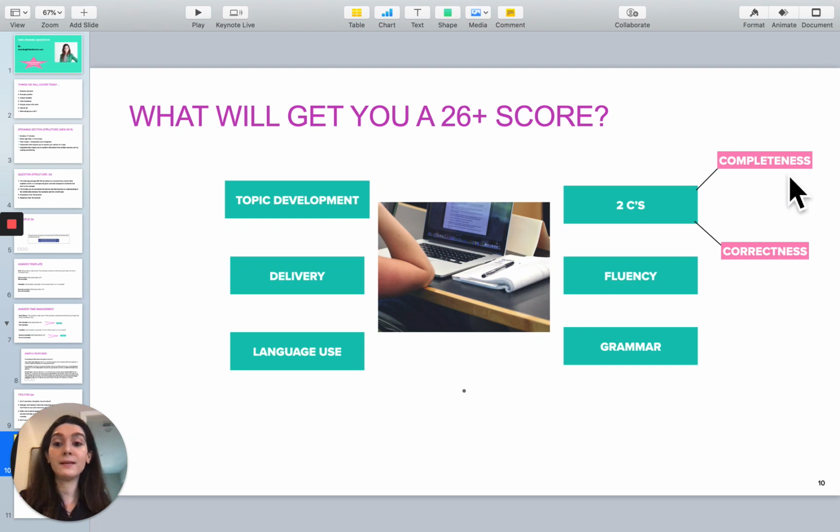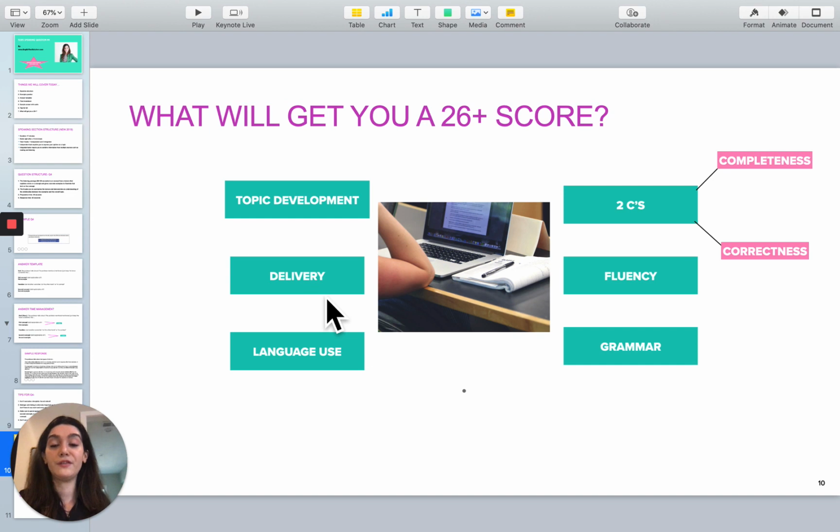Now, that is completeness. Correctness means that obviously whatever you are saying needs to be correct, right? So if you are not able to understand the lecture and you give wrong information, that's not going to get you a 26 plus. So you have to obviously understand the information in a correct way and then give the information that will answer the question in a correct way.